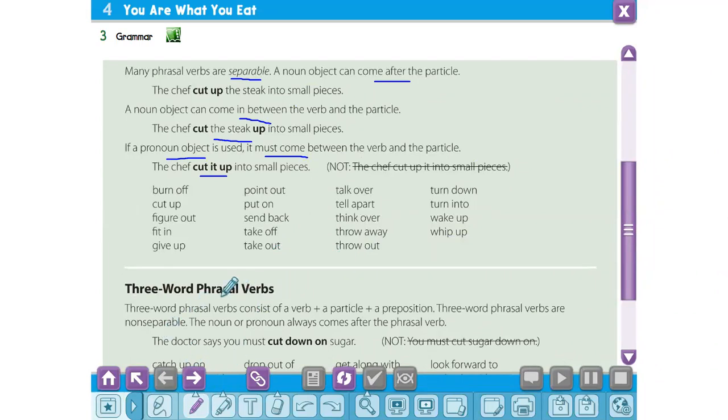Three-word phrasal verbs consist of a verb, a particle, and a preposition. Three-word phrasal verbs are non-separable. We can't separate them. The noun or pronoun always comes after the phrasal verb. For example, the doctor says you must cut down on sugar. It's incorrect to say you must cut sugar down on.